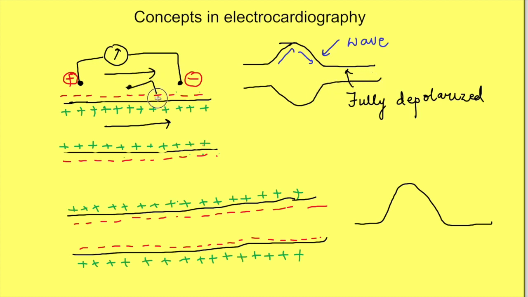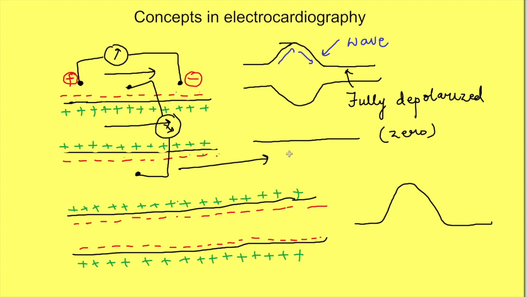Similarly, if we put the electrodes 90 degrees to the spread of depolarization, what will be the voltage recorded? Will it be the same as before? No, because you have to apply your knowledge of vectors here. Whenever electrodes are placed 90 degrees to the direction of spread of depolarization, the voltage recorded will be 0.